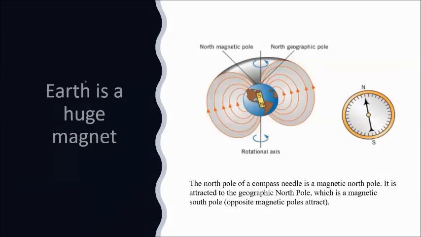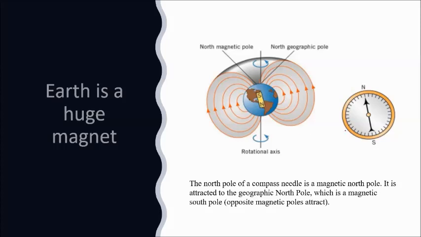Earth is a huge magnet. Earth is made up of about 1/3 land, and this land is rich in ferromagnetic materials like iron. So the Earth's magnetic poles are near Earth's geographic poles. Earth is a large magnet.